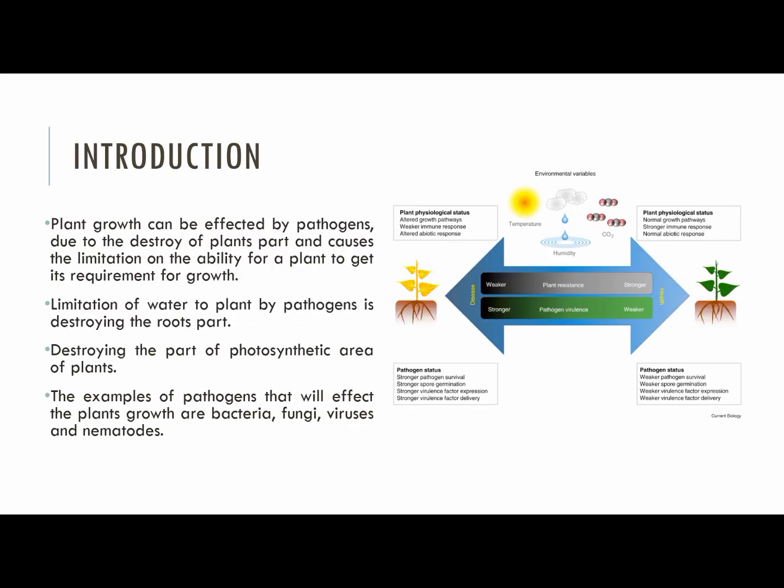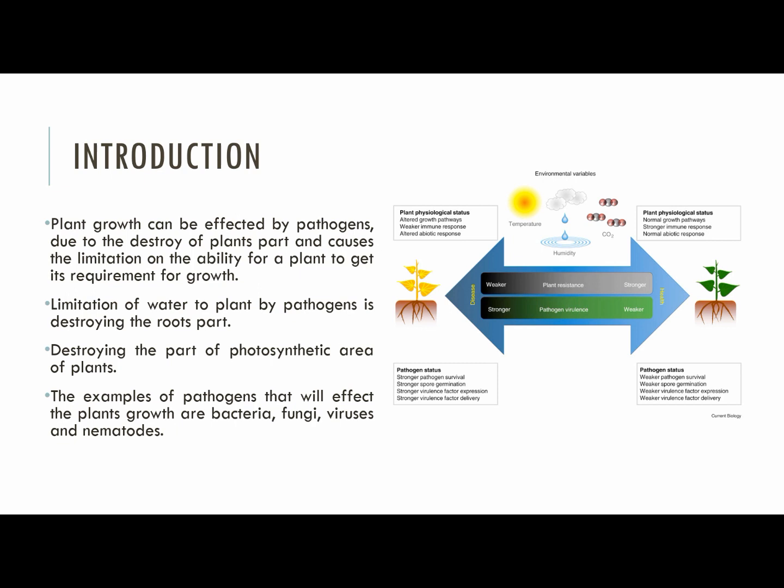The introduction. As we know, plant growth can be affected by the factors of water, light, nutrients, and temperature. But how can pathogens affect plant growth? Plant growth can be affected by pathogens due to the destruction of plant parts, which limits the ability of a plant to get its requirements for growth.